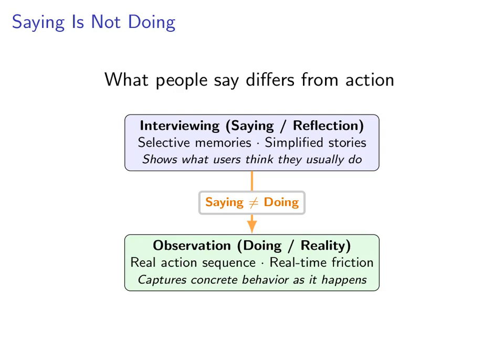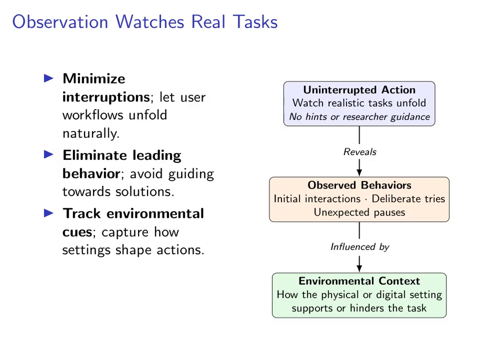A user can answer an interview question honestly and still give an incomplete picture. Memory is selective. People simplify events after they happen. They may describe what they think they usually do, not what they actually did in one moment. Observation gives another kind of evidence. It shows the action sequence as it happens with less dependence on memory.